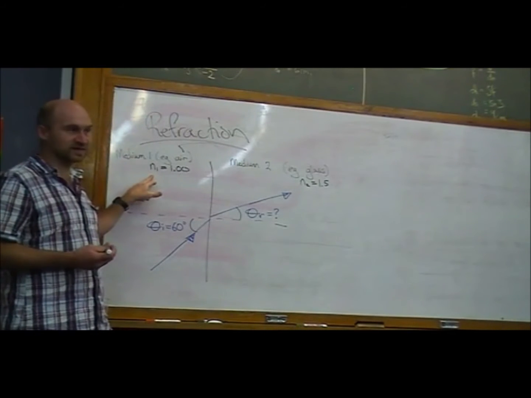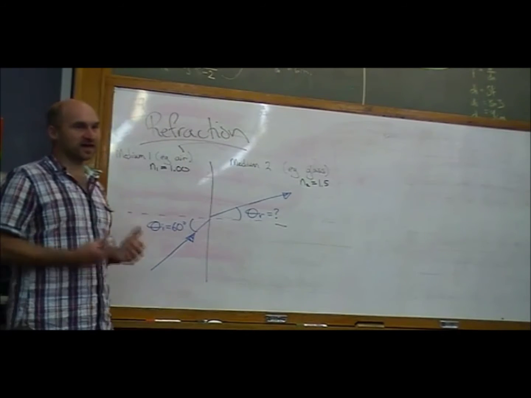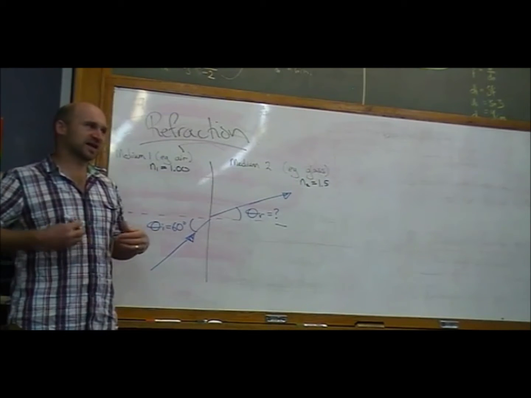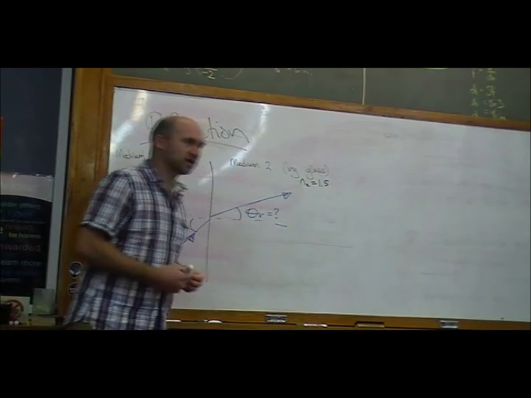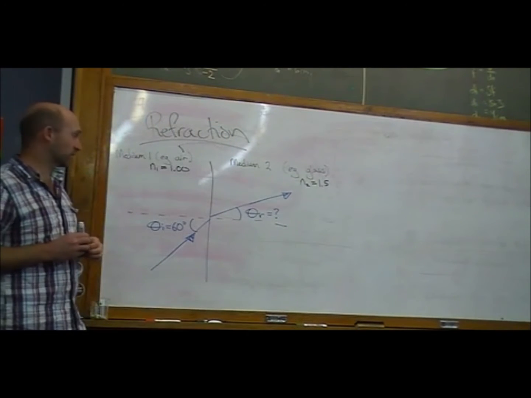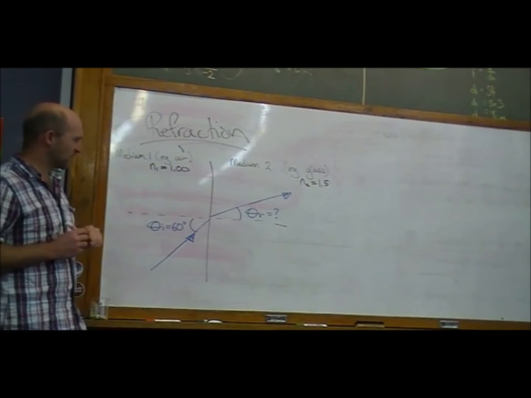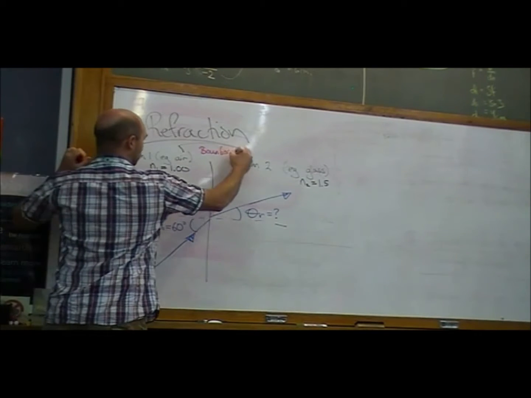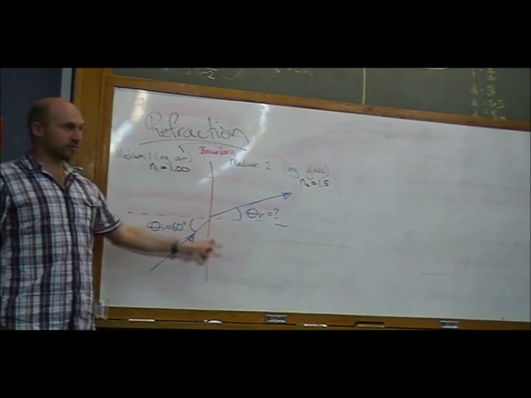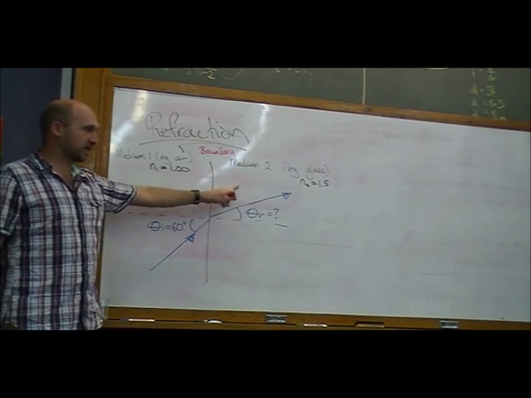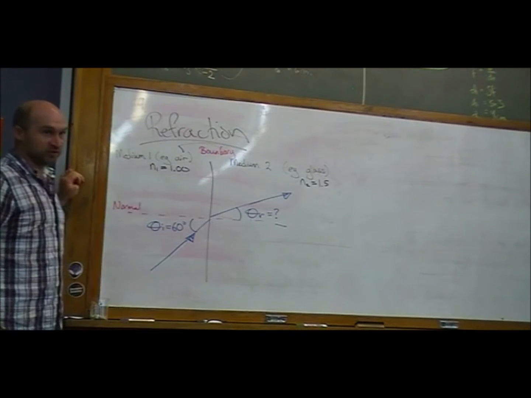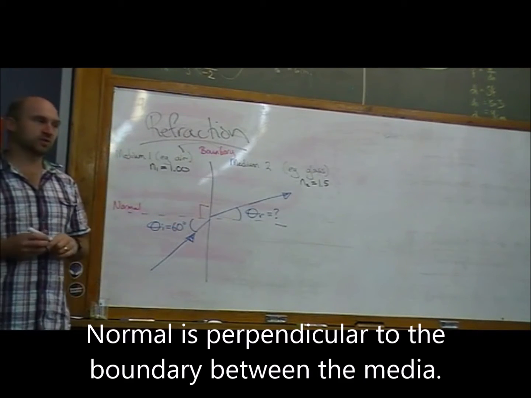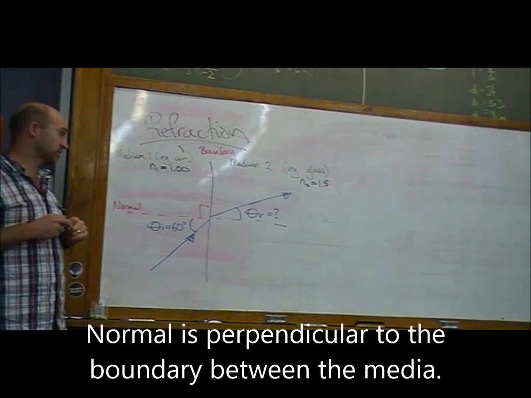These refractive indices, these N values, they are just numbers. They don't have a unit. It's just a number because it's telling us how much the light bends as it passes from one medium to another. When we're measuring our angles, it's really important that we're not measuring our angle from the boundary between the air and the glass, but rather from the normal line. That normal line is the line that's always at 90 degrees to the boundary.